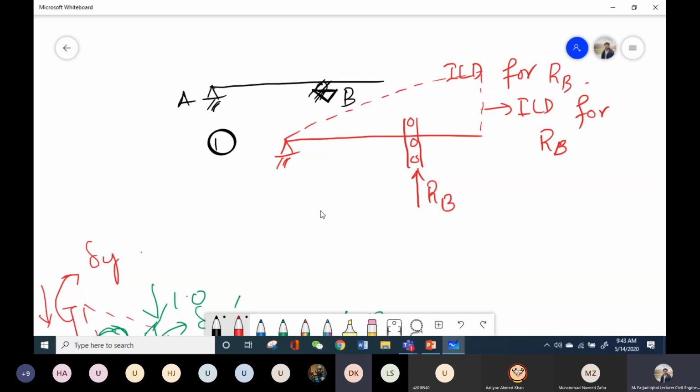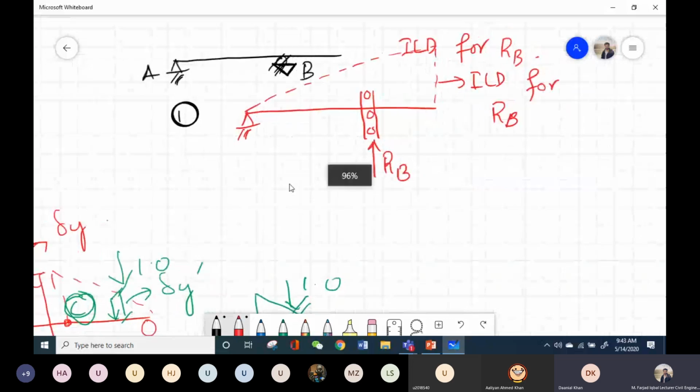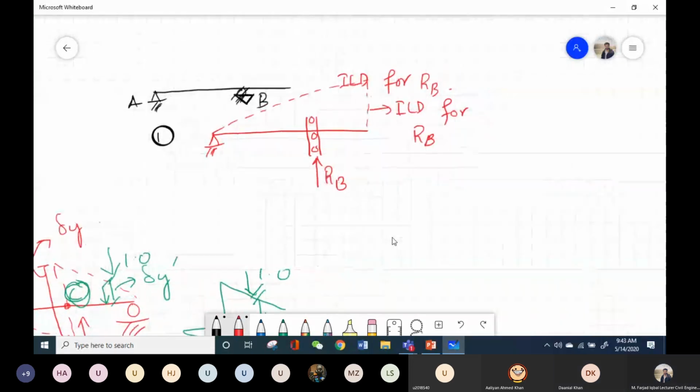Sir, is the line you have drawn exactly a straight line, or is it a curve? Of course, it's a straight line. Actually, I am also learning this instrument, so give me this much space. So these are straight lines, or assume that these are straight lines.